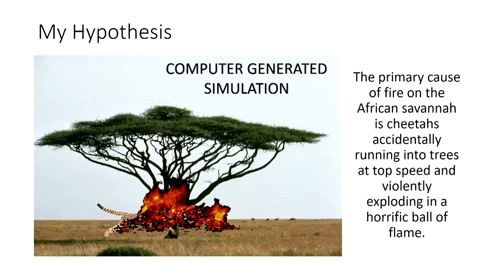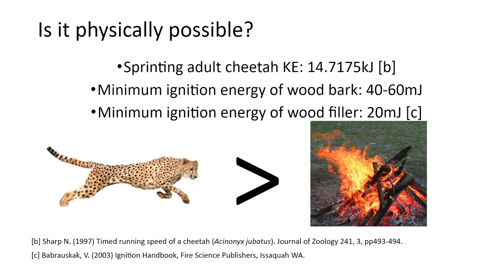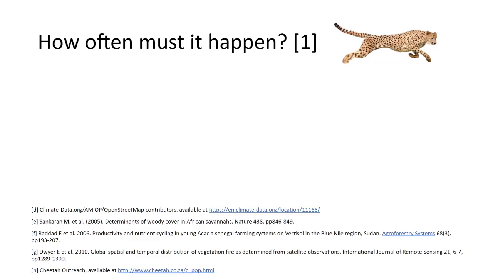So my first question when constructing this hypothesis is, is it possible? If we compare the kinetic energies of a sprinting cheetah to the minimum ignition energy of wood, we can see that statistically speaking, it's a probabilistic given that if a cheetah runs into a tree, it's going to explode. And I don't think we need to ask any further questions about that. My next question was, how often must this happen for cheetahs exploding into trees to be the sole cause of bushfires in the African savanna?